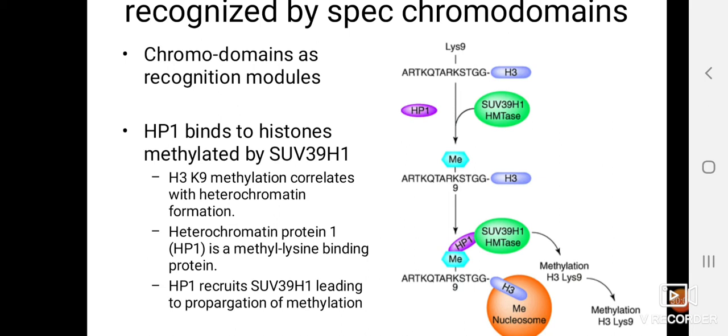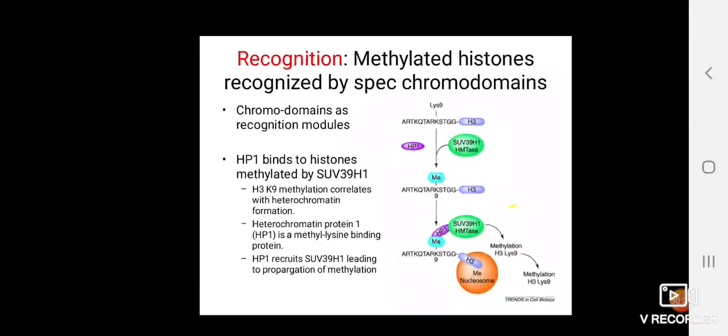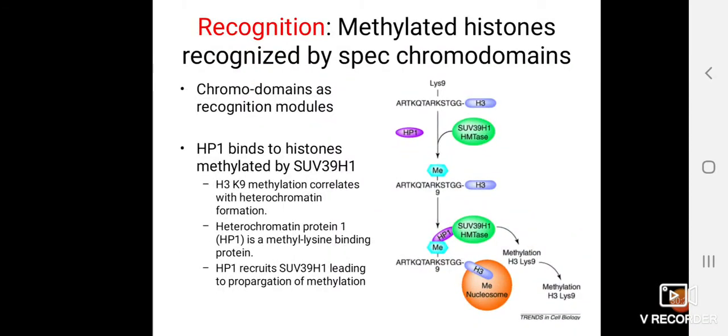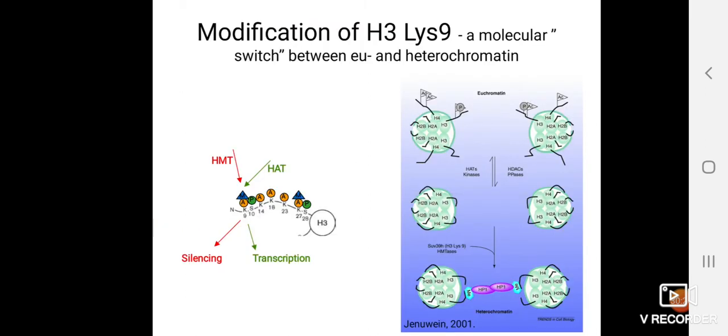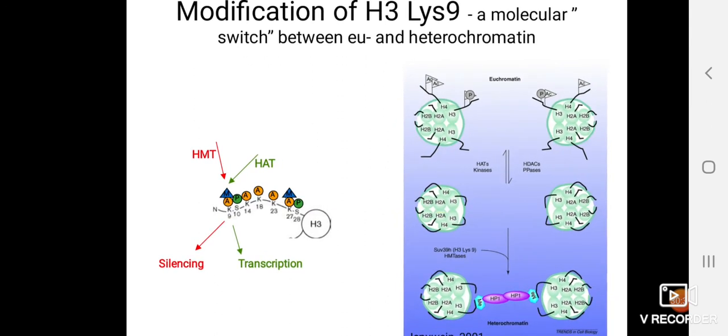You can see the same thing. K9 methylated by the SUV39H1 HMTs will be bound by HP1s, which in turn helps in the methylation of other H3K9s and converts a particular chromosomal structure into a heterochromatin structure. So that's how chromodomains play an important role. People have found that H3K9 methylation is a molecular switch between euchromatin and heterochromatin regions.